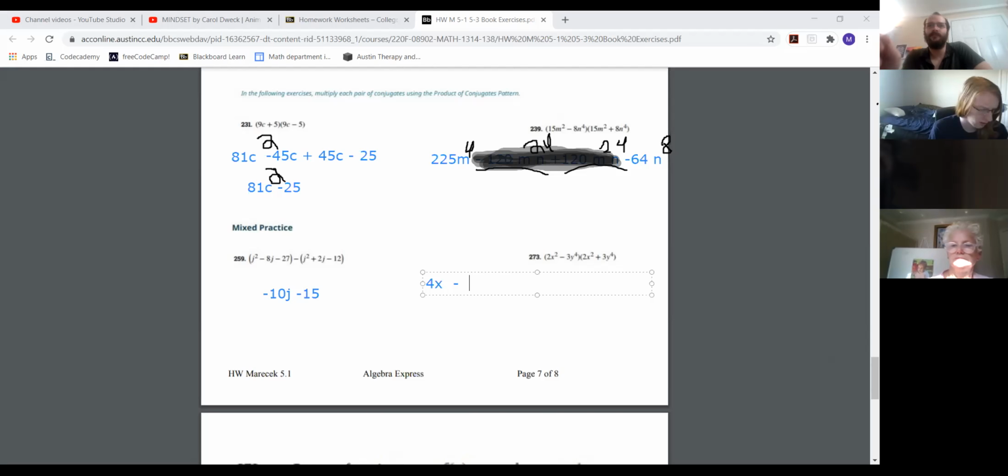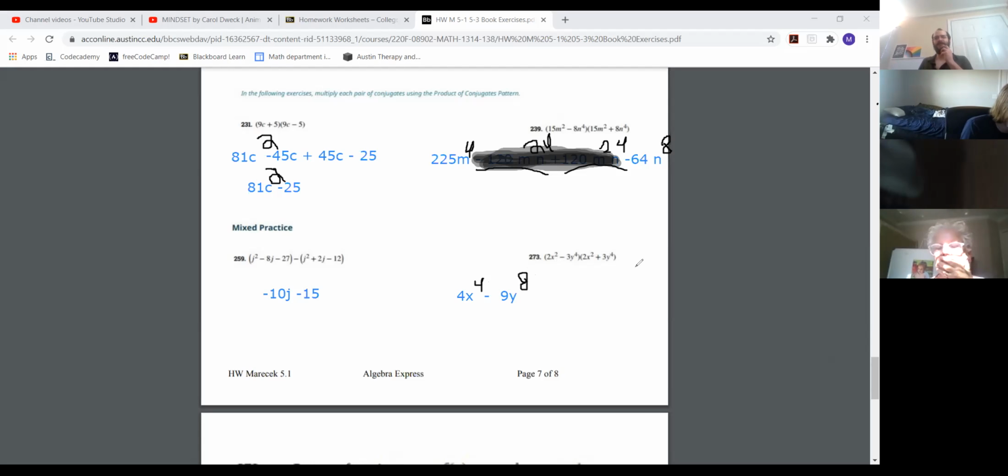Minus 3y to the 8th. What's the 3 times 3? 9y to the, yeah, 8th. It should be 9y to the 8th. That's it. So if we multiply first term by first term and last term by last term, this is 4x to the fourth. And this is a y to the fourth. Y to the fourth gives me y to the 8th.